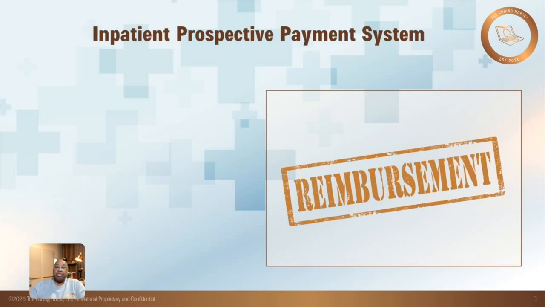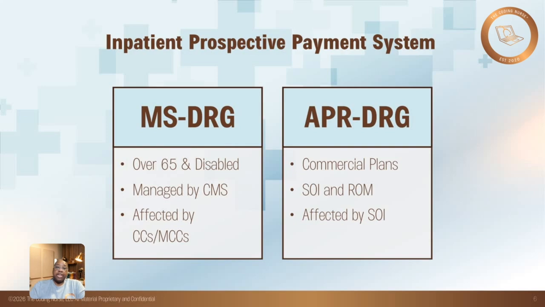Now we're going to go a little bit more into detail about DRGs, because DRGs are the backbone of the inpatient prospective payment system. The inpatient prospective payment system is how inpatient stays are paid by Medicare and commercial payers. Conversely, there's an outpatient prospective payment system that governs how outpatient and professional fees for providers are billed and paid. In the inpatient prospective payment system, we have two types of DRGs. We have an MS-DRG, which is medical severity DRG, and we have an APR-DRG, which is all patient refined DRG.